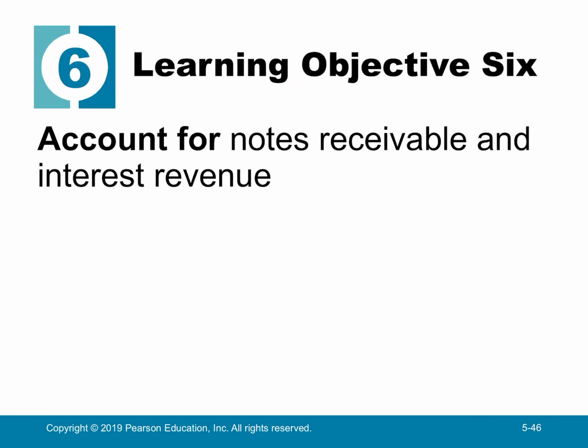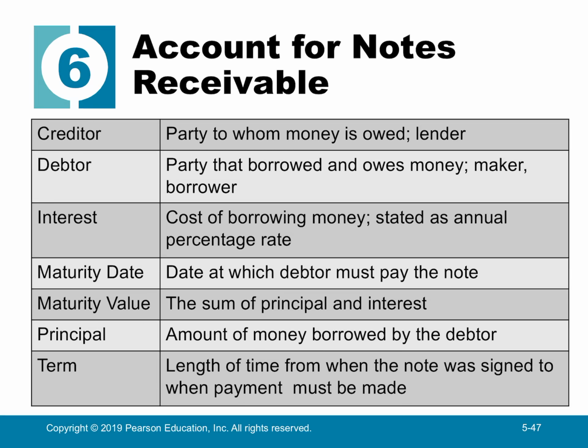Let's look at accounting for notes receivable and interest revenue. A few terminology things. So creditor, this is the person you owe the money to, also known as the lender, the one who's lending you the money. Debtor is the person that borrowed the money and owes the money. This might also be known as the maker or the borrower.